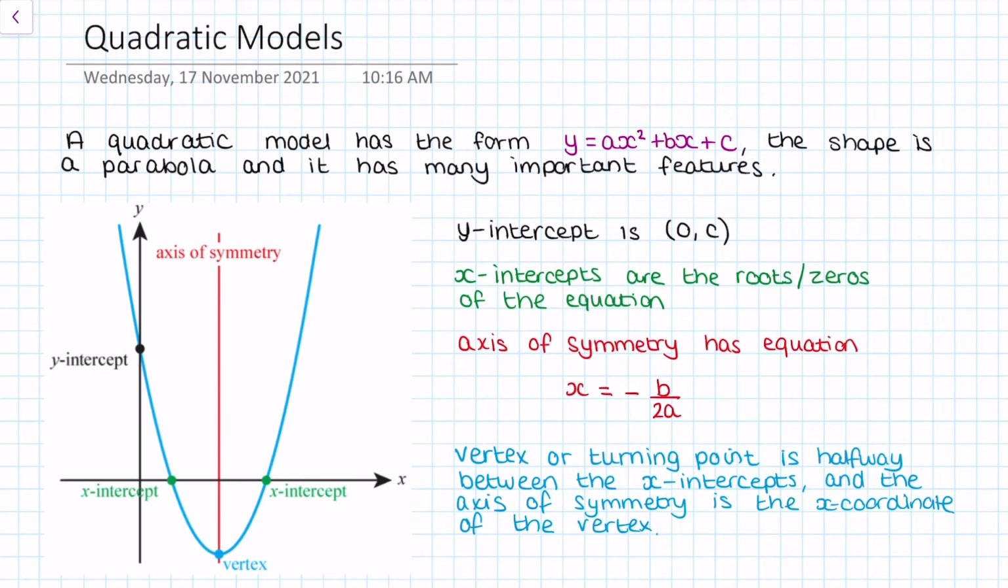This video is on quadratic models. A quadratic model has the form of y equals ax squared plus bx plus c. The shape of a quadratic is called a parabola, and it has many important features that you need to know.